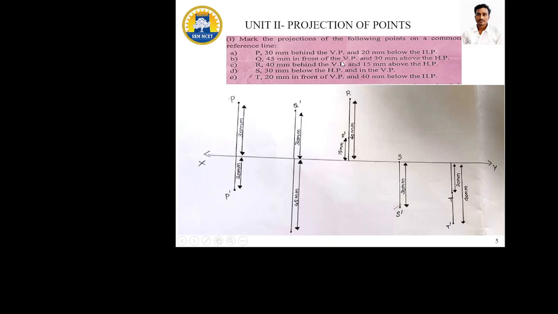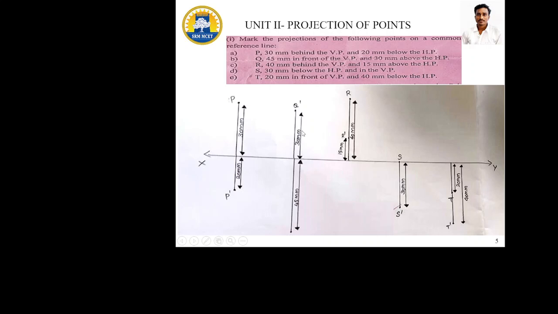So 45 mm in front of the VP, in the sense we need to rotate 90 degrees in the clockwise direction. So it is coming below the reference line. So 45 mm in front of the VP. And 30 mm above the HP. 30 mm above the HP, in the sense we can easily draw it above the XY reference line. So 30 mm above the HP.